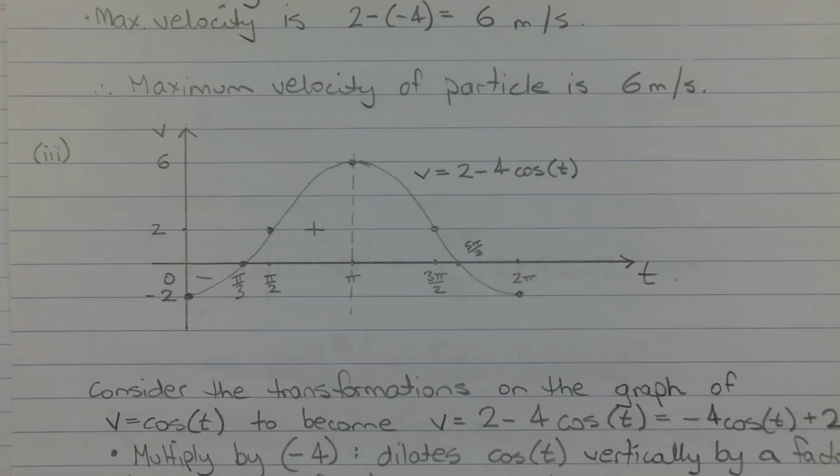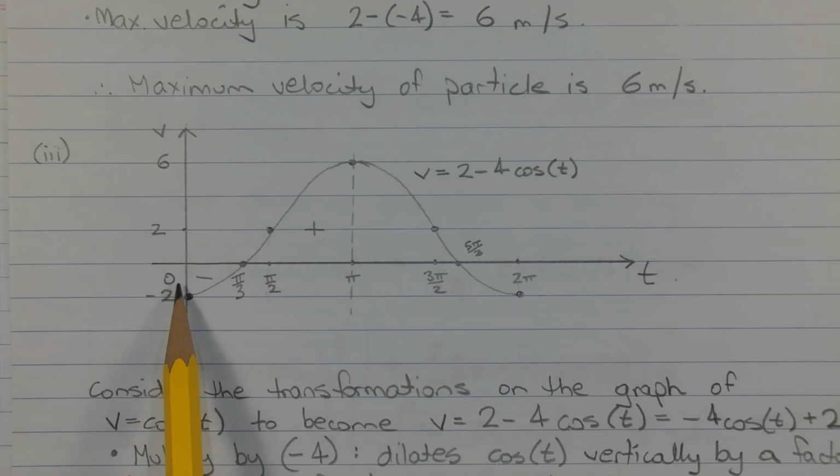If you recall from part 1, we found that the particle is at rest at time t equals pi over 3 seconds. Between t equals 0 and t equals pi over 3, the velocity is negative, which means the particle is travelling backwards. And between t equals pi over 3 and t equals pi, the velocity is positive, which means the particle is travelling forwards. Now the sum of these two areas will give us the total distance travelled.